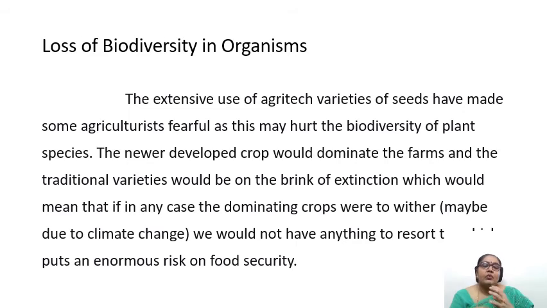Because usually what happens is the regular farmers try to protect and keep the seeds so that they could use them for the next cropping. So here you are using a biotechnologically developed crop, so you can't even harness it for your next crop. It is like a single use that we are seeing.